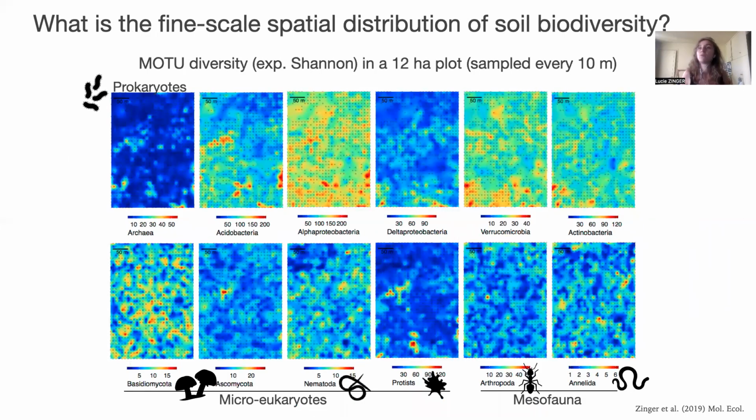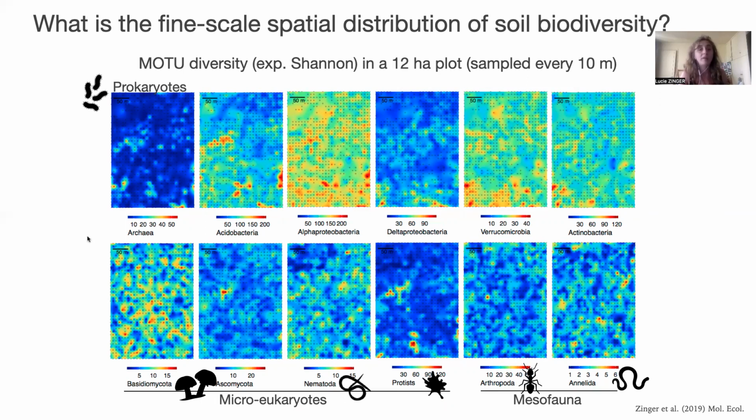Another analysis we conducted was about the fine-scale spatial distribution of soil biodiversity for a 12-hectare plot where we sampled every 10 meters. And so we obtained these kinds of diversity maps for a variety of groups of prokaryotes, microeukaryotes, and for the mesofauna. And so you can see that we have very different spatial patterns, both in terms of diversity depicted here, but also in terms of community composition.